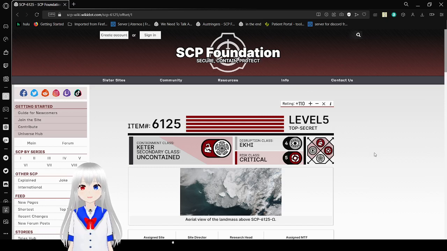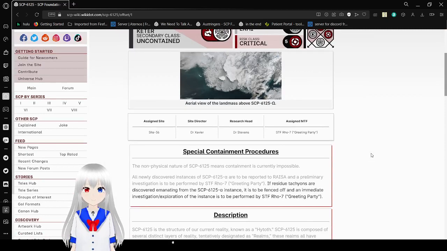I have number 6125, level 5, top secret. Container class, Keter. Secondary class, Uncontained. Disruption class, Eki. Risk class, Critical. Astral view of the landmass above SCP-6125 Omega. Assigned site, Site 36. Site director, Dr. Xavier. Research head, Dr. Stevens. Assigned MTF, the Greeting Party.